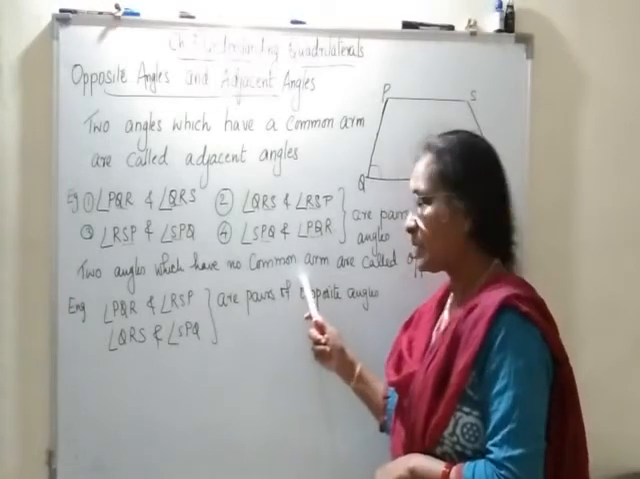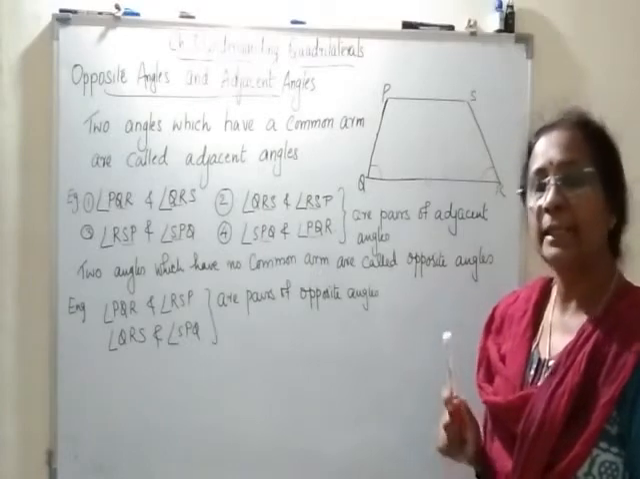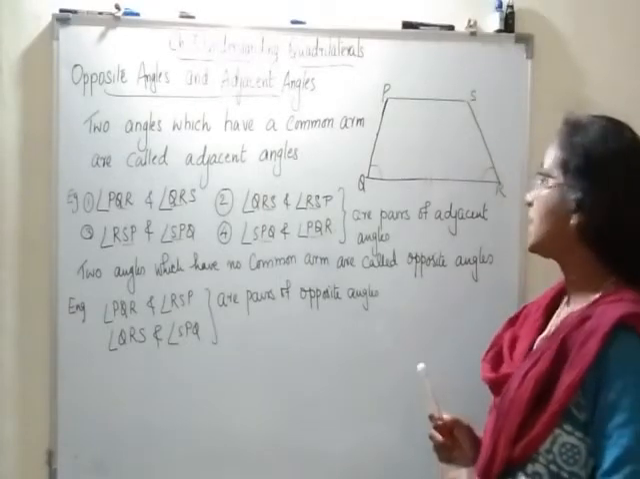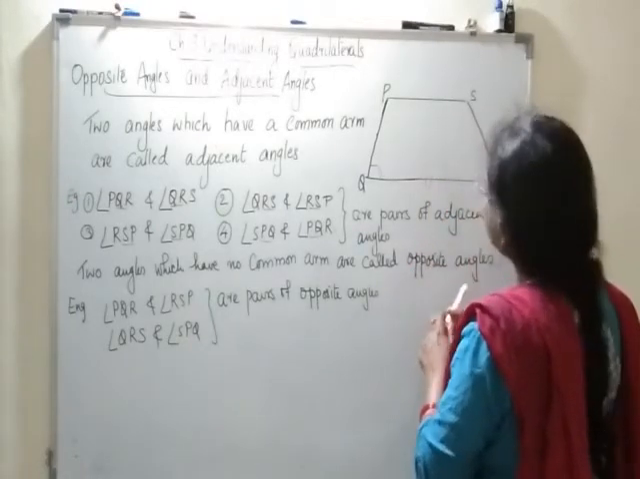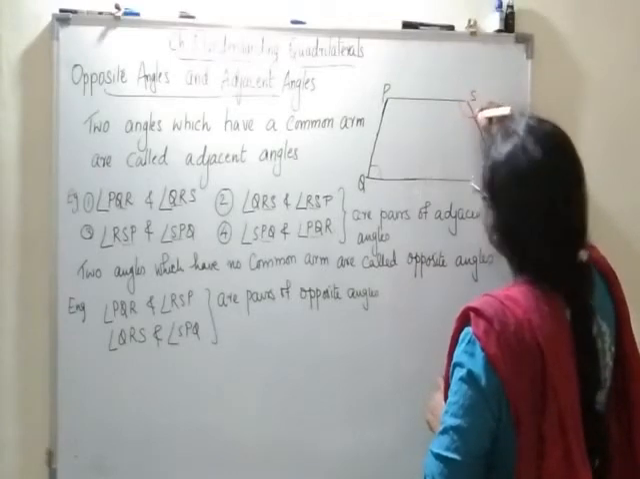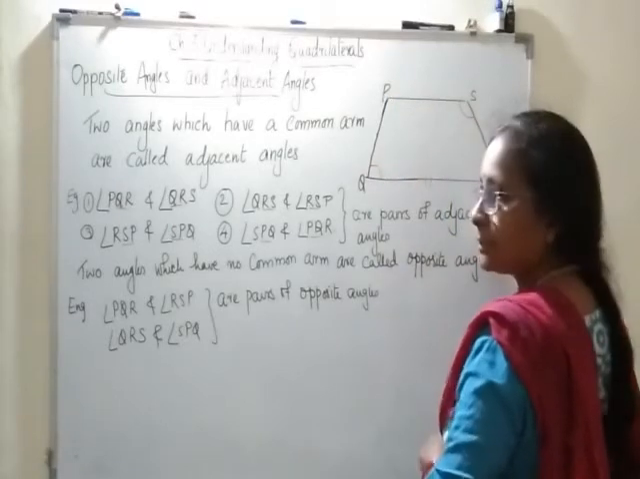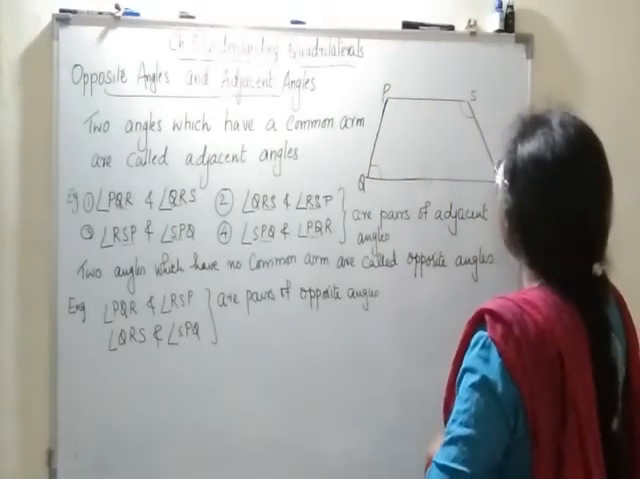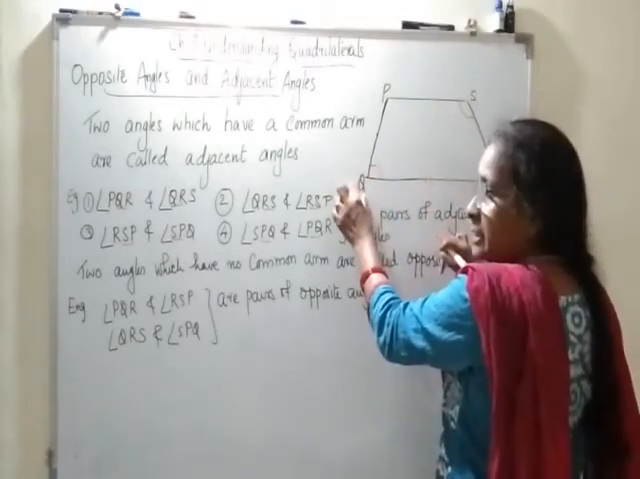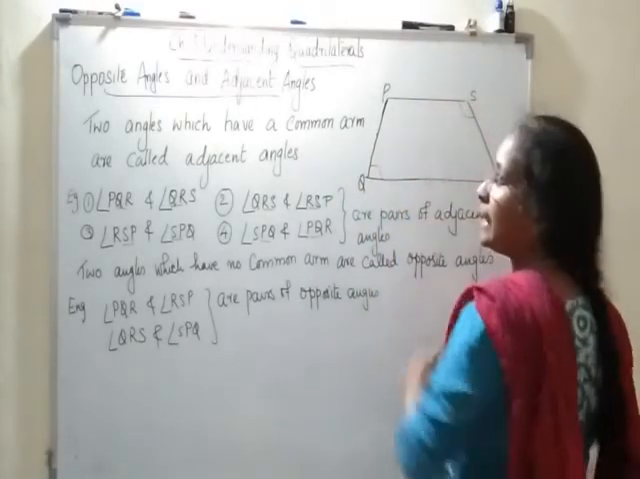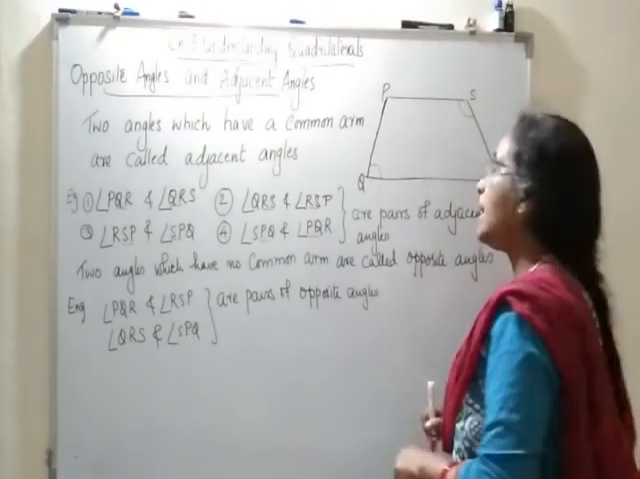Now 2 angles which have no common arm. If there is no common arm for the angles, then they are called opposite angles. Let us take an example. If you take these 2 angles, angle Q and angle S. Angle Q means PQR. Angle S means RSP or PSR. Here if you see, these 2 arms are for this angle and these two arms are for this angle. There is no common arm. Such angles are called opposite angles.